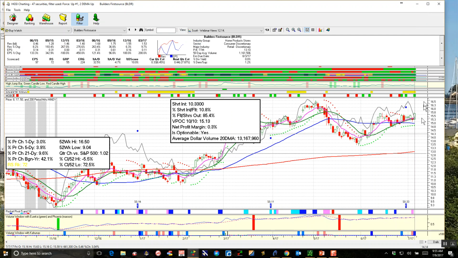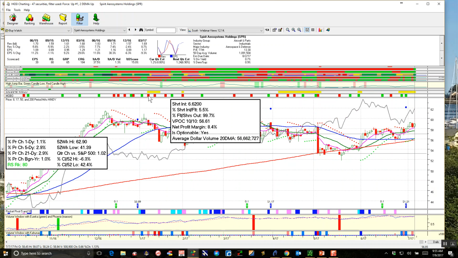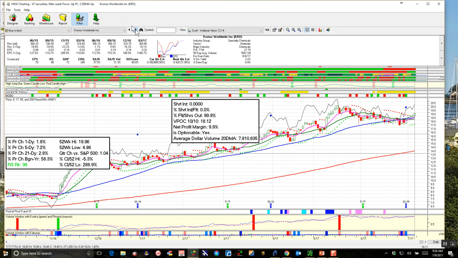Sideways, Kahuna here. Bongos are green. Here's a defense play. The problem with defense plays, you look at Northrop Grumman, you look at Lockheed, United Technologies, they are so expensive. Here's a sideways play. I'd be looking for this to break out of its box. Spirit Aerosystems. Skip that one.